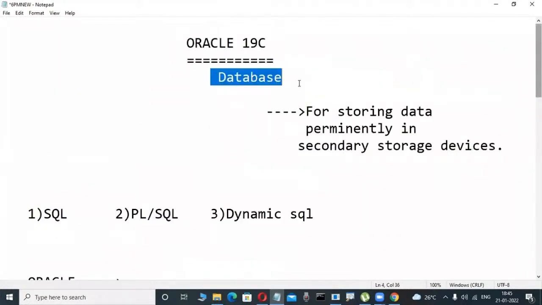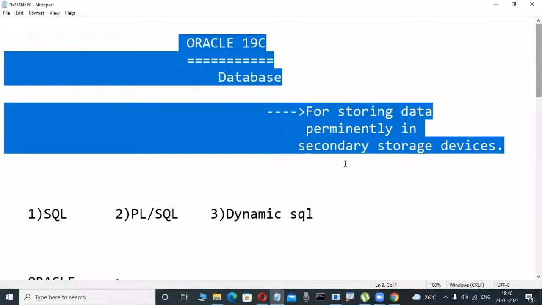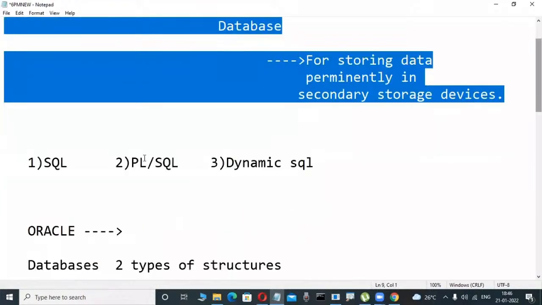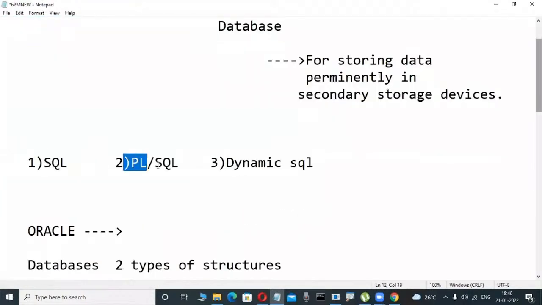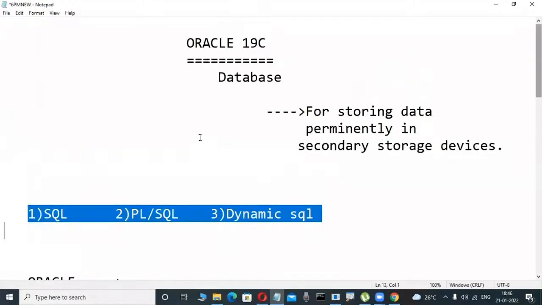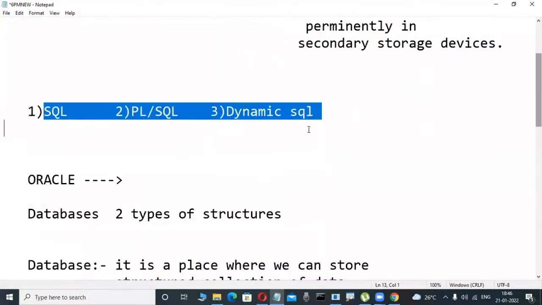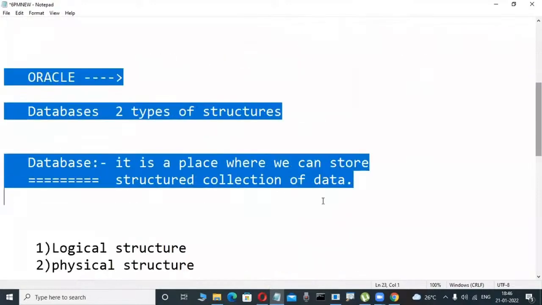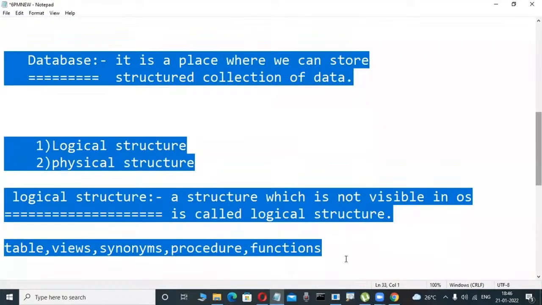What is the purpose of databases? Not only storing data permanently, but also retrieving and fetching data efficiently from some place. If you want to operate this Oracle software, we use SQL, PL/SQL, and dynamic SQL languages. Anywhere we learn an Oracle course, these three things are covered. That is a very small thing I'm telling.